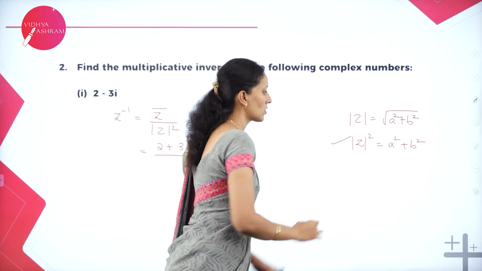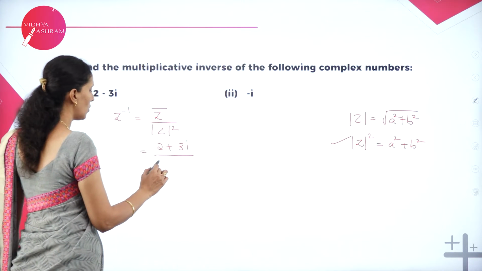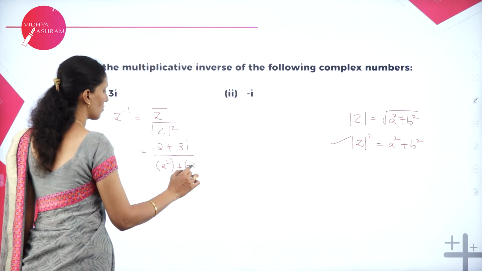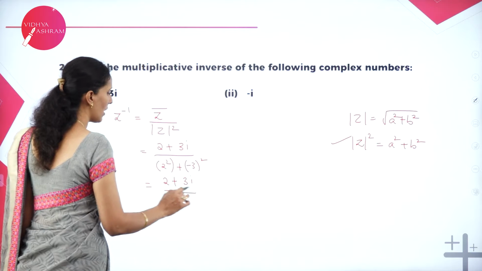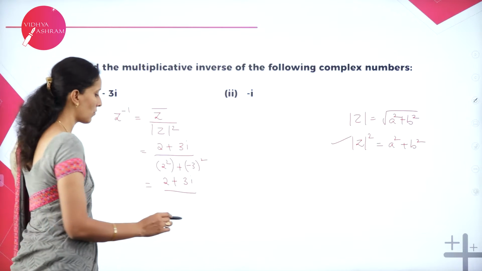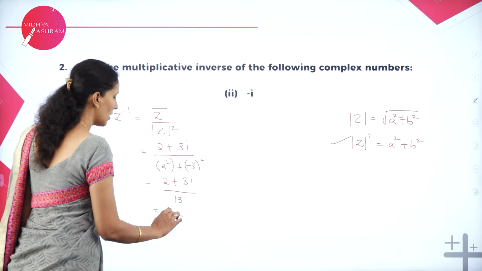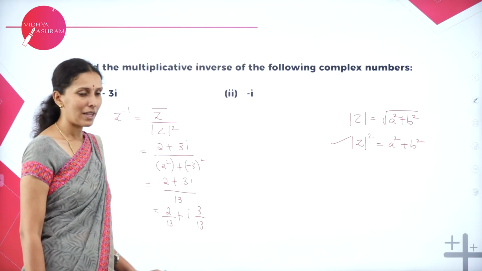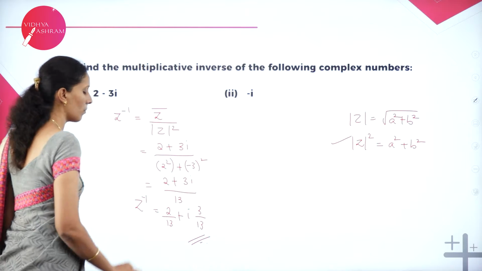So here mod Z square can be taken as A square plus B square. What is the value of A here? 2 square. And what is the value of B here? Minus 3 square. So therefore it is 2 plus 3i divided by 2 square is 4, 3 square is 9, 9 plus 4 is 13. So you can write this as 2 by 13 plus i into 3 by 13, or 3 by 13 i. So this is the multiplicative inverse of the given complex number.